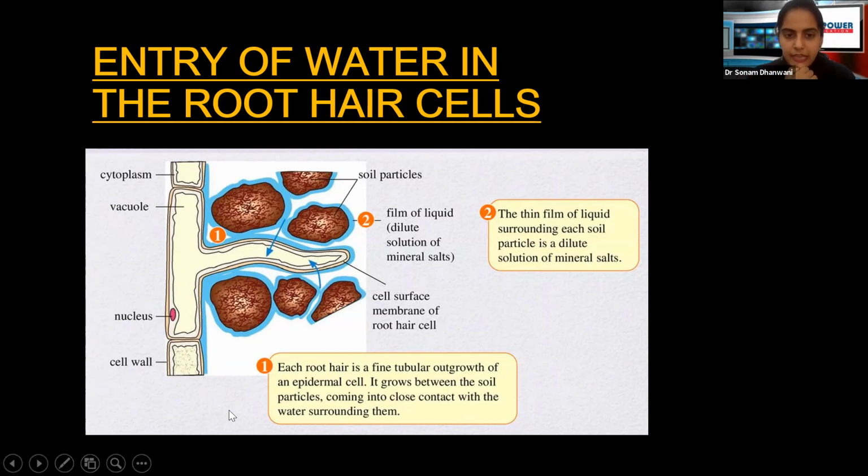So what does this say? Each root hair is a fine tubular outgrowth of an epidermal cell. We have seen this.